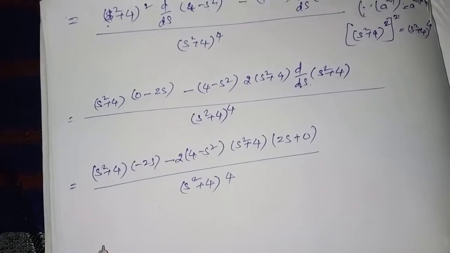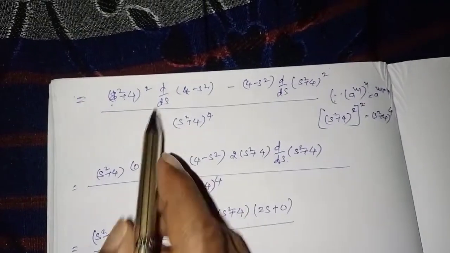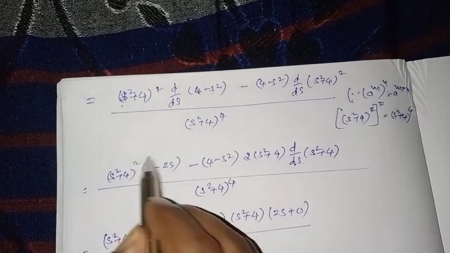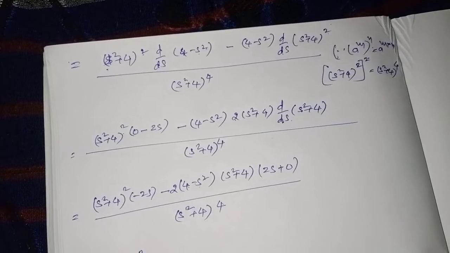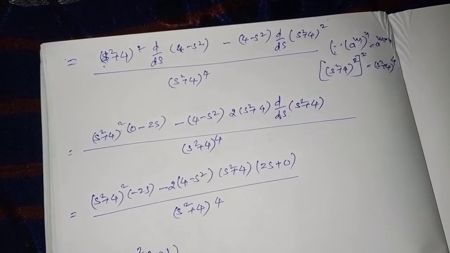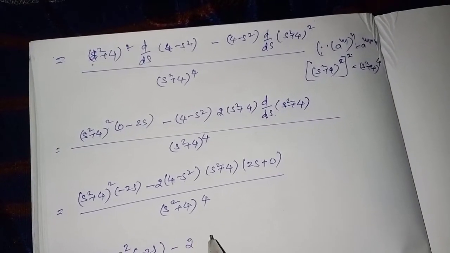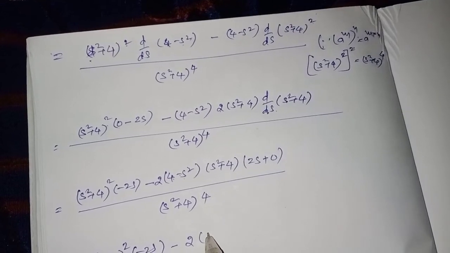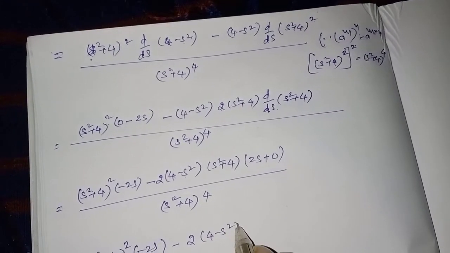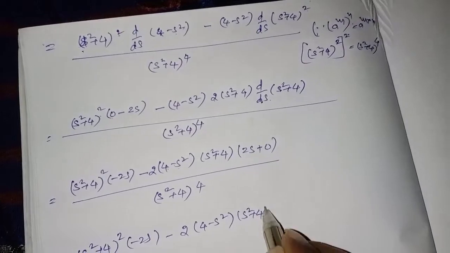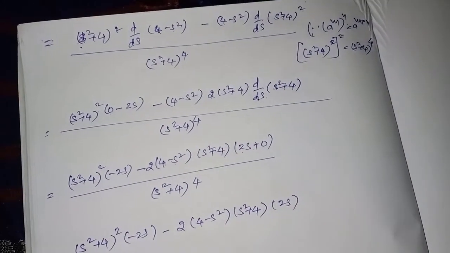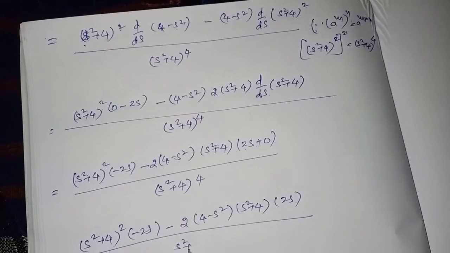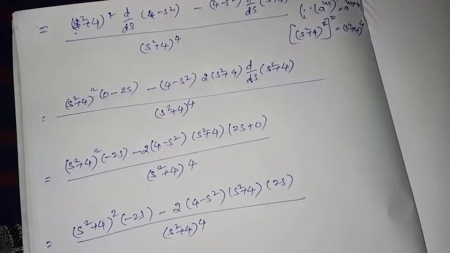Which is equal to, see, I made a mistake here, it has a power value, and (s square plus 4) whole square is negative 2s minus 2 into (4 minus s square) into (s square plus 4) into 2s, this is 2s plus 0 is 2s, whole upon (s square plus 4) whole power 4.